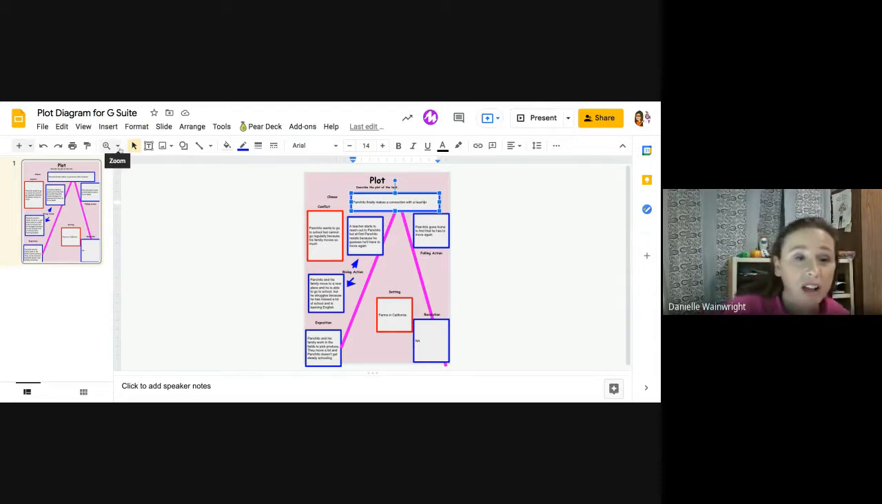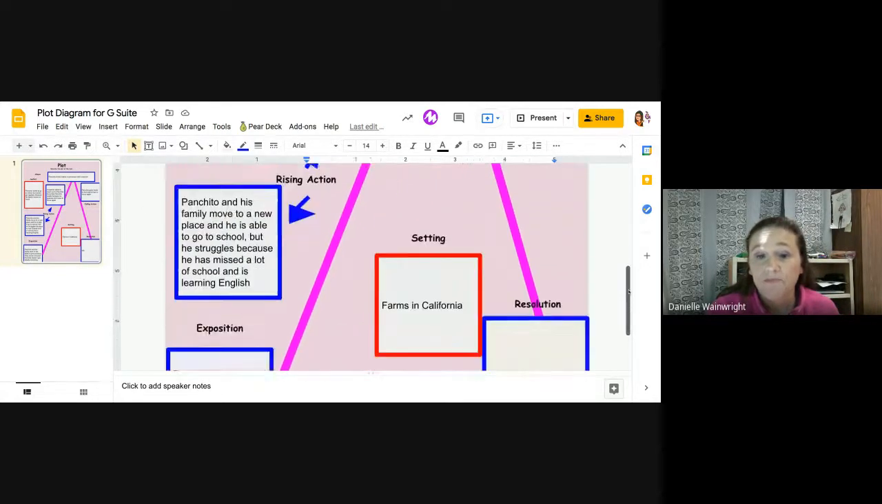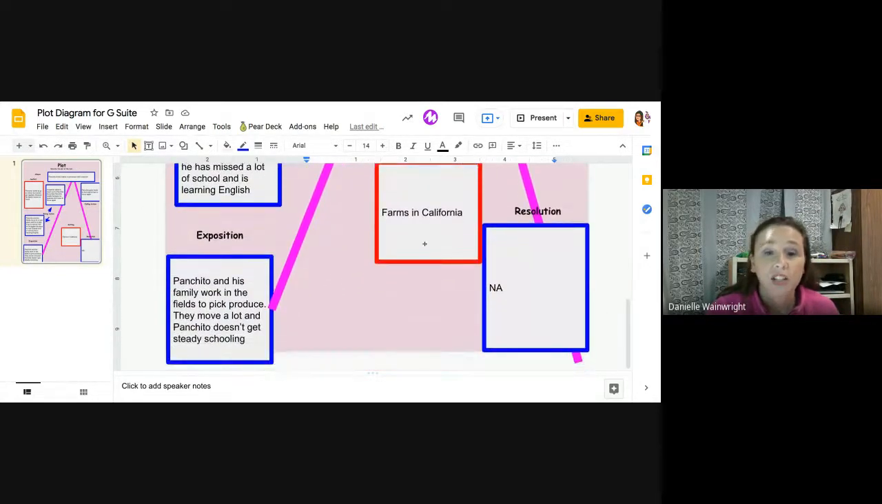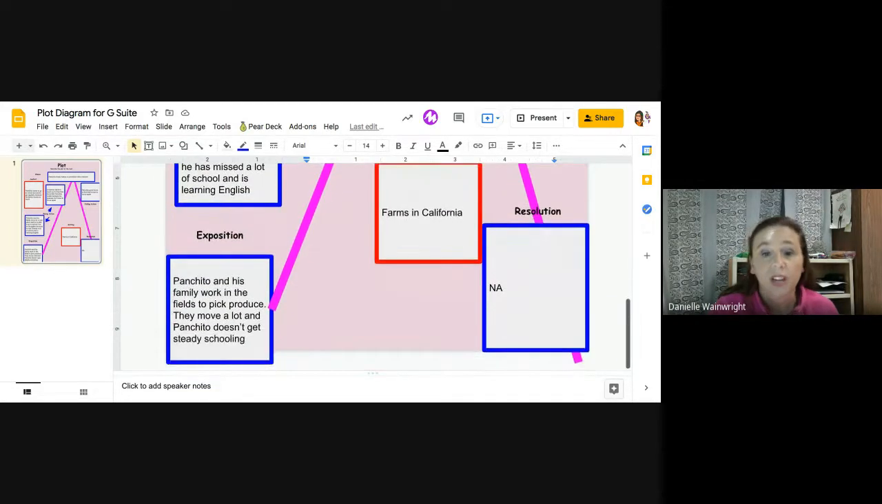Let's talk about the plot in the circuit. Okay? So, in the exposition, first of all, the setting is we're on farms in California, right? Some of you might have put Fresno, that's fine. But basically, they're working the fields, right? And the background, the exposition, is that Panchito and his family work in the fields to pick produce. They move a lot, and Panchito doesn't get steady schooling. Boom, done. That's the history that we get in the first couple of chapters when his dad's sitting there talking about the car and stuff like that.